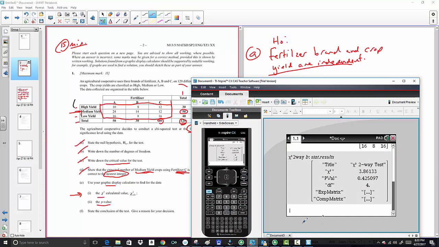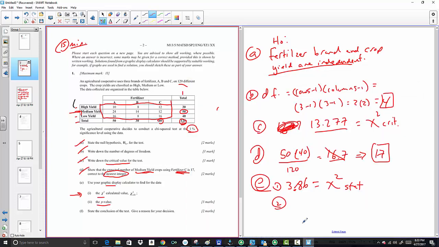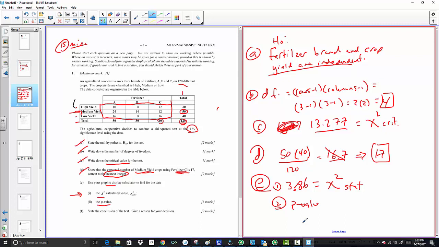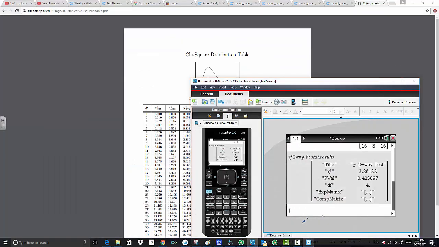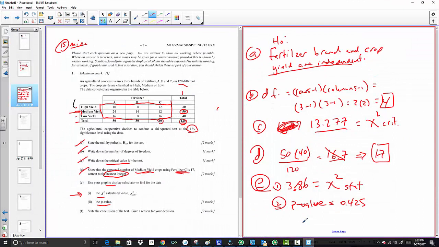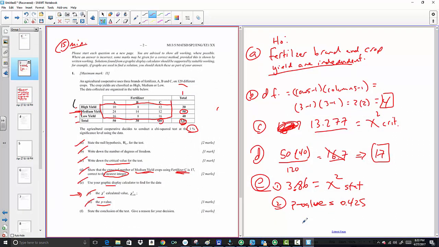0.425. Okay, so the p-value is 0.425. All right. So that's that. So we got this done, this done, this done. State the conclusion of the chi-square test.